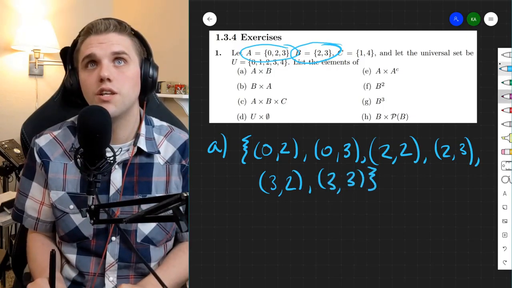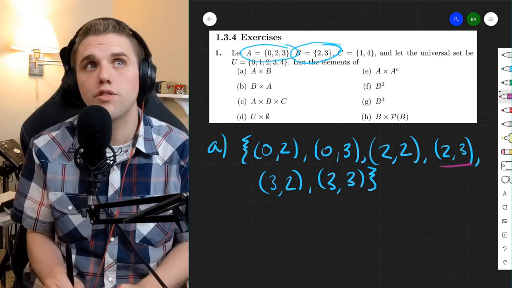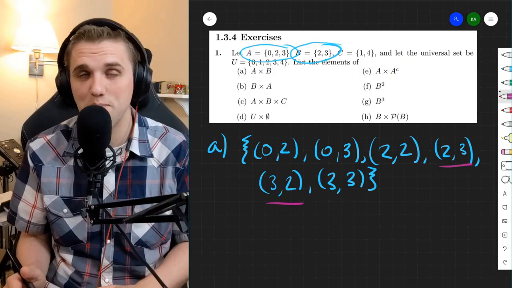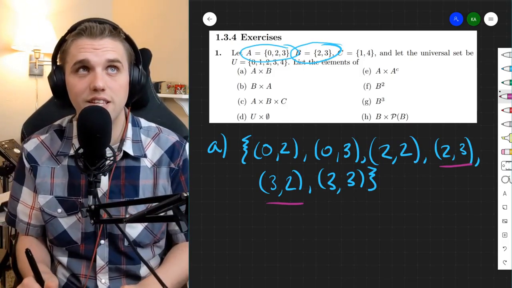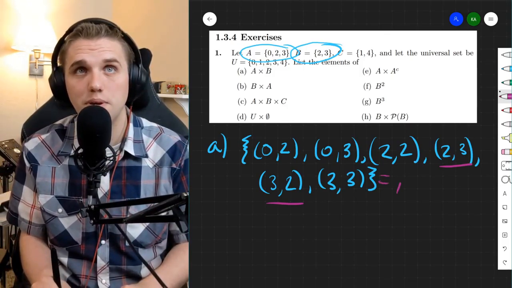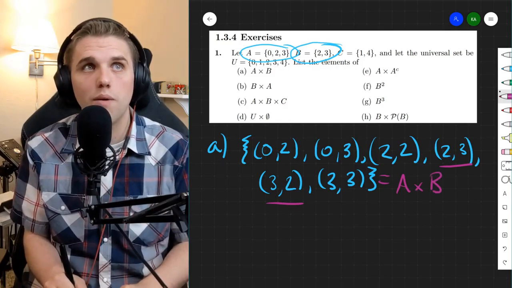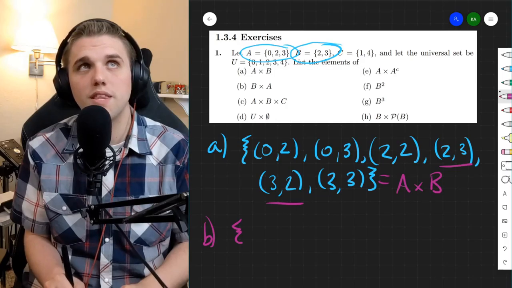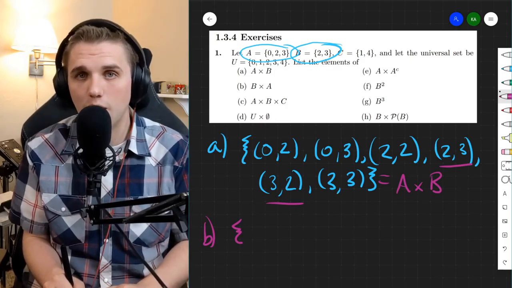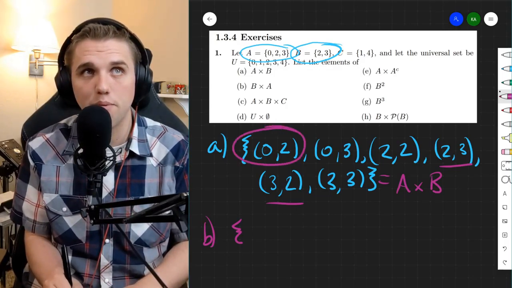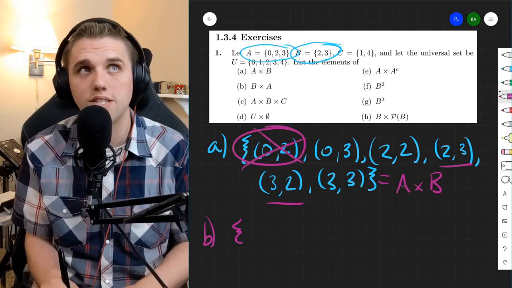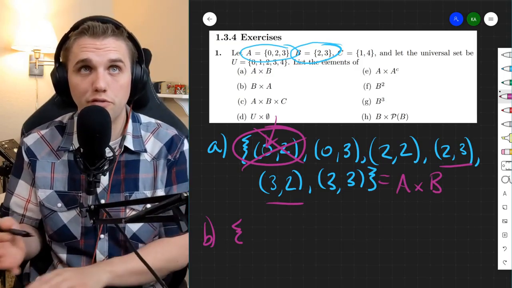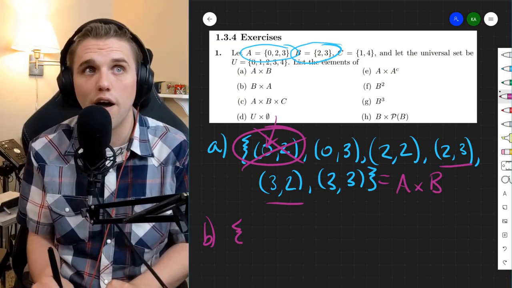Now, I want to mention that 2, 3 and 3, 2 are not the same ordered pairs. They're absolutely not the same. And that's it. This is A cross B. But what about B cross A? Well, it's the same thing, except in this case, the first element comes from B. So, for example, this point right here can't work because 0 is not in B. But we can just flip all of these ordered pairs and that should be fine.